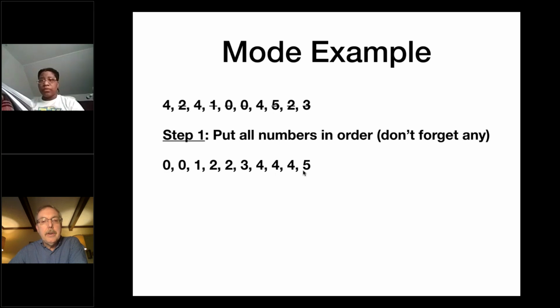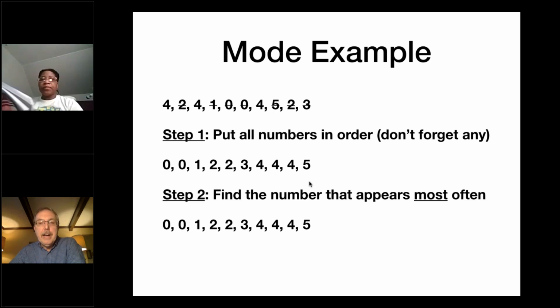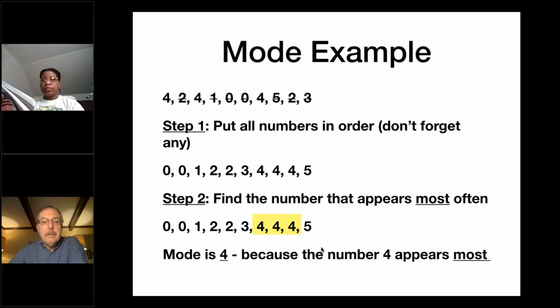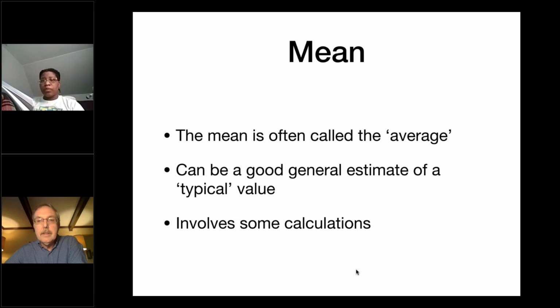Okay, so we look at all of those. And our next step is we want to find the number in this set of groupings that appears the most. So as you can see, it looks like 4 is the winner on this one because it's got 3 of them. The next closest are 0 and 2 that have 2 of each. So 4 is the mode. It has the most values. The number 4 appears the most in this list. Okay, so that's mode.